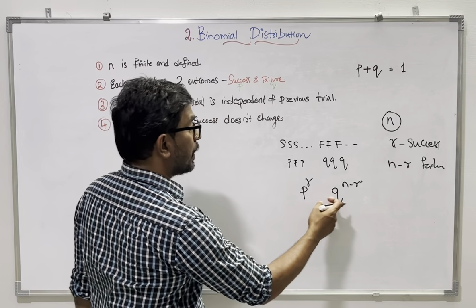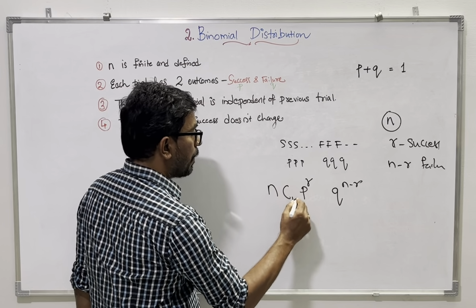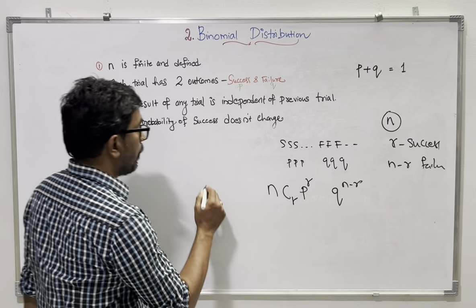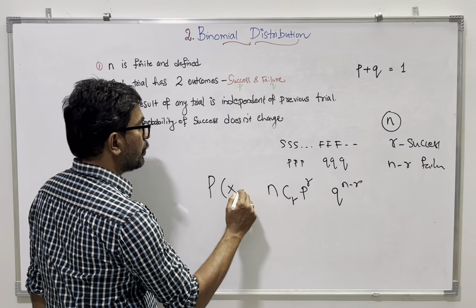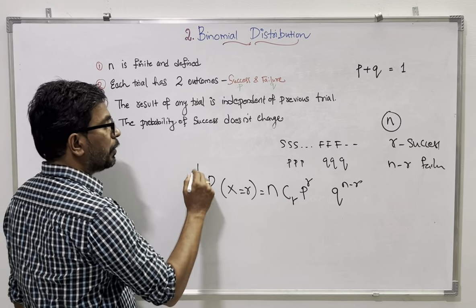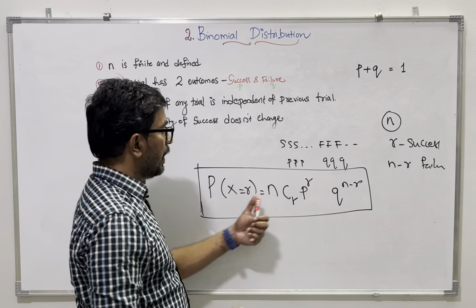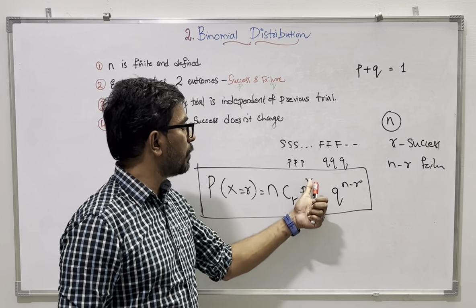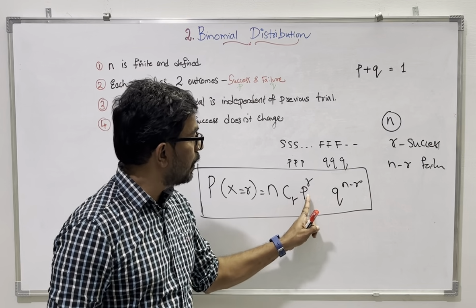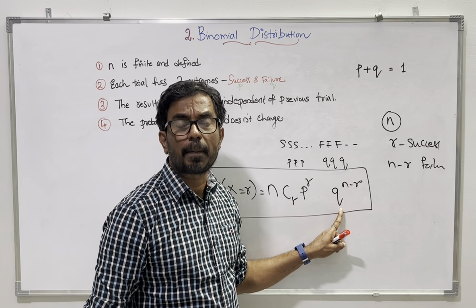So there are different combinations, so we will say NCR P to the power R, Q to the power N minus R. This will be the probability of X equal to some R. So this is what we are going to take as our formula. Probability of X equal to R is NCR into P to the power R, Q to the power N minus R, where P and Q are the probabilities of success and failure.